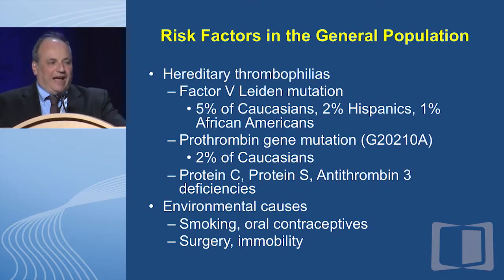So what are the risk factors in the general population for thrombosis? Well, they can include the hereditary thrombophilias, such as factor V Leiden mutation, which is present in 5% of whites, 2% of Hispanics, and 1% of African Americans. There are also prothrombin gene mutations that predispose you to more thrombosis. These occur in about 2% of Caucasians. Or, as I mentioned before, you can have deficiencies of the inhibitors, protein S, protein C, and antithrombin 3 deficiency.